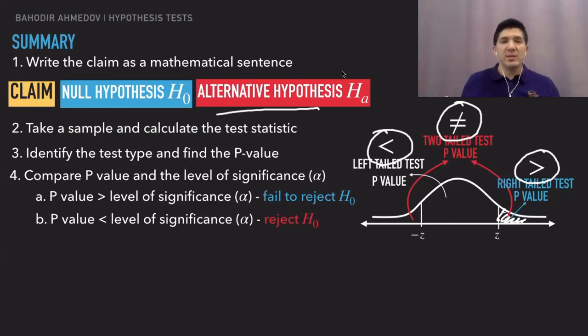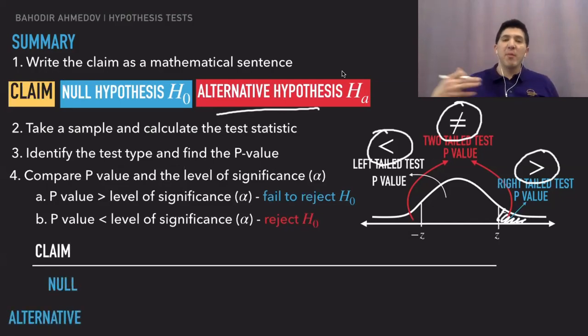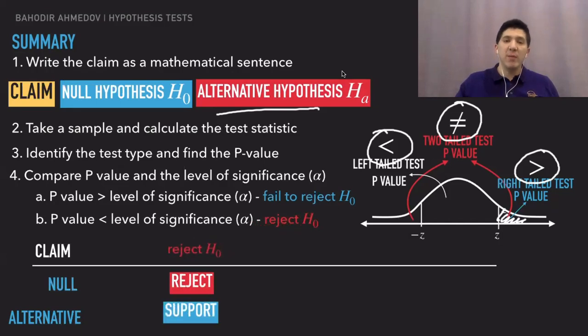But the thing is, in step number 4, we are making the conclusions about the null hypothesis. And if your claim is the alternative hypothesis, you need to make the conclusions properly. Let's assume that your claim might be the null hypothesis or the alternative hypothesis. Step number 4 tells you your conclusion about the null hypothesis. If it tells you that you have to reject the null hypothesis, then you are going to reject your claim if it is the null hypothesis. You're going to support the claim if it is the alternative hypothesis.